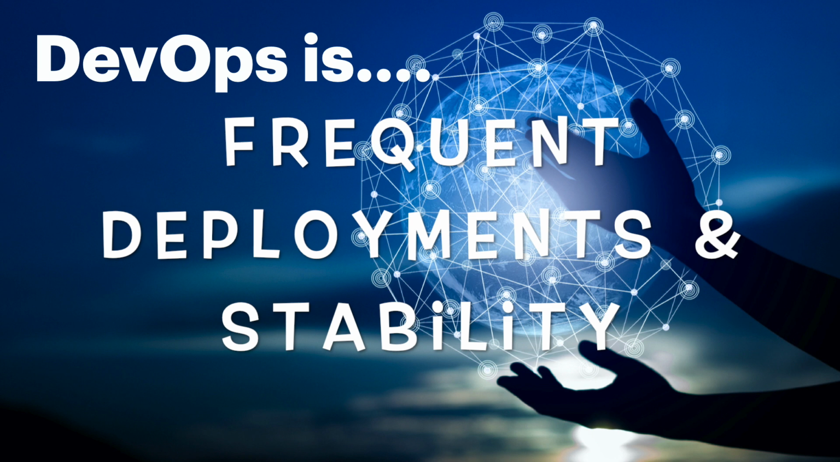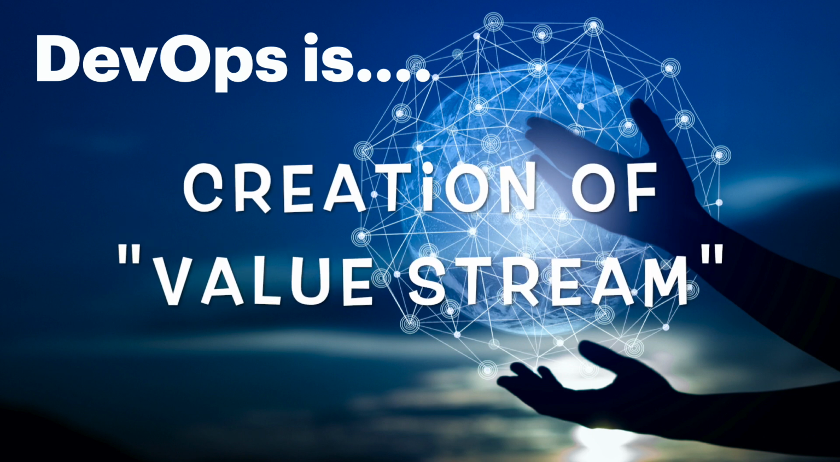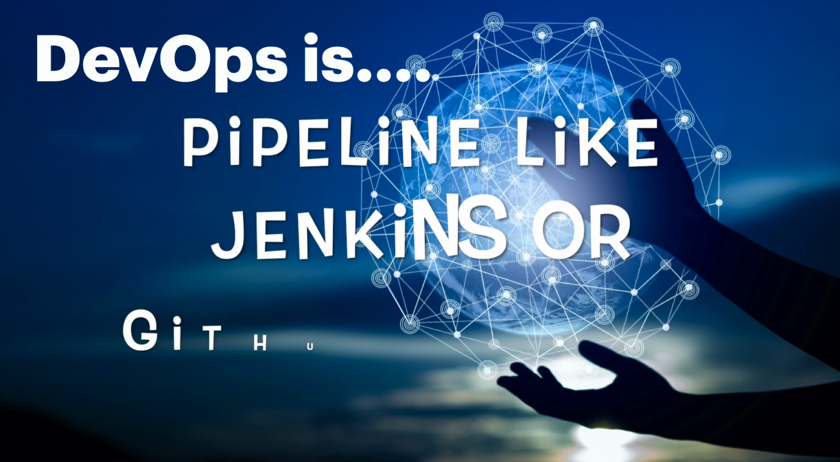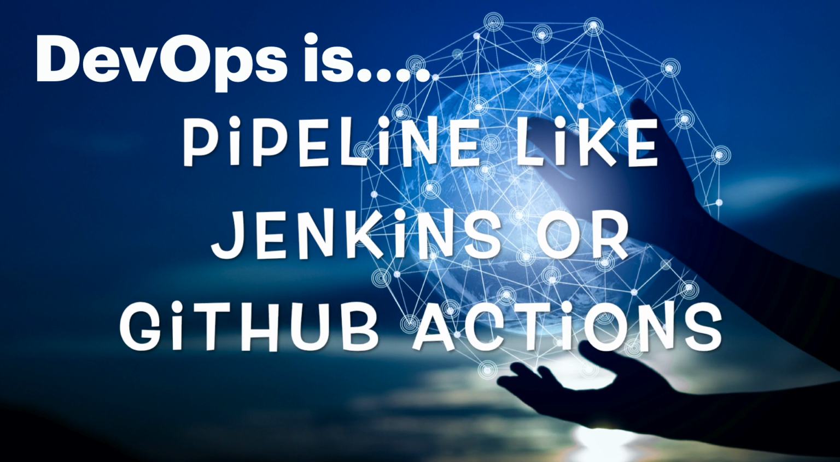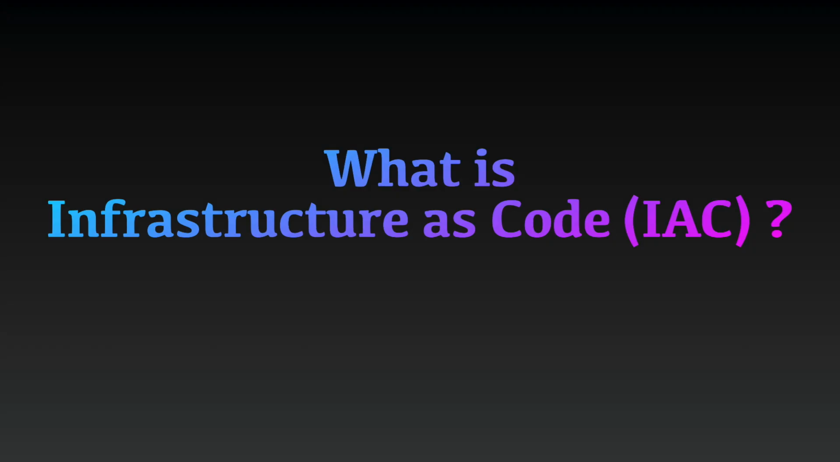To enable automation, the most important part of DevOps is probably the creation of a value stream. To address this, many people often consider using a pipeline like Jenkins or GitHub Actions. At the same time, the modern DevOps ecosystem has been experiencing the rapid growth of a relatively new space called infrastructure as code, shortly known as IAC. At this point, it'd be a good idea to take a look at our main topic of this video, IAC, or infrastructure as code.